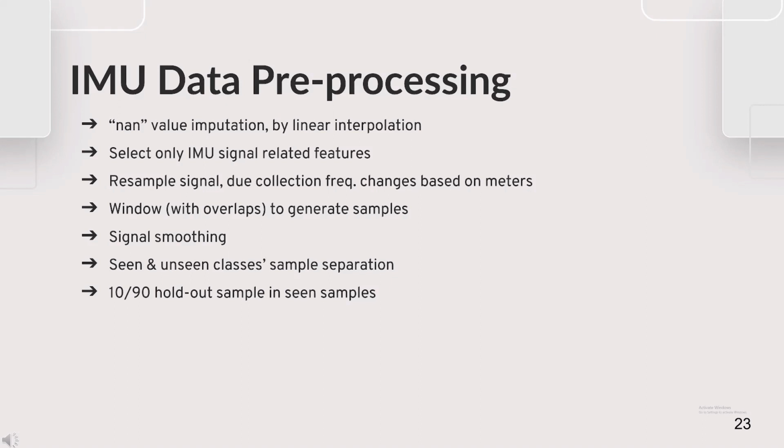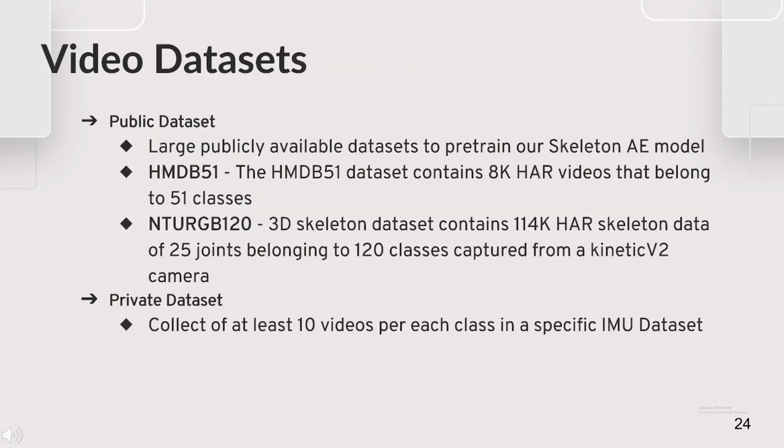To ensure proper evaluation, we separated the samples of seen and unseen classes. This separation allows us to assess the model's performance on both familiar and unfamiliar classes. Finally, we created a validation set specifically from the seen classes. We used a 10/90 holdout ratio, where 10% of the data was reserved for validation purposes, while the remaining 90% was used for training.